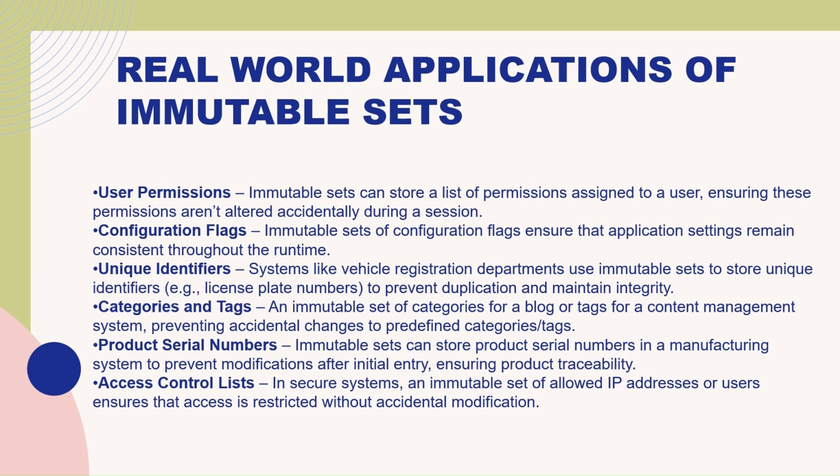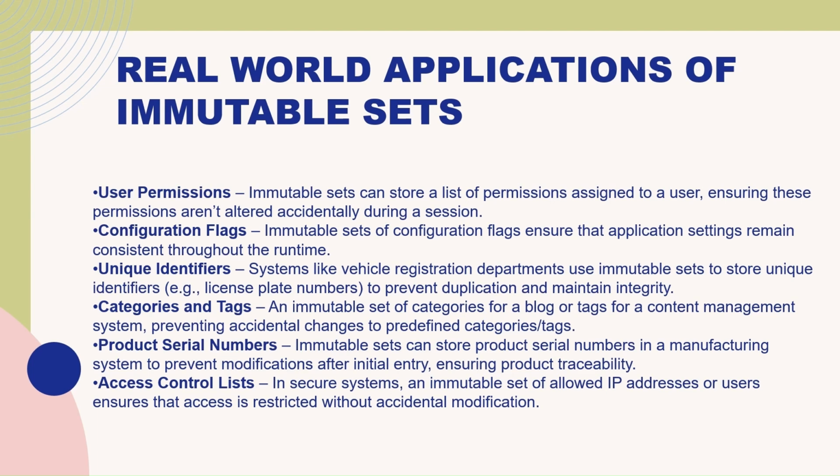Unique queue identifiers: systems like vehicle registration departments use immutable sets to store unique queue identifiers, for example license plate numbers, to prevent duplication and maintain integrity. Categories and tags: an immutable set of categories for a blog or tags for a content management system, preventing accidental changes to predefined categories or tags.